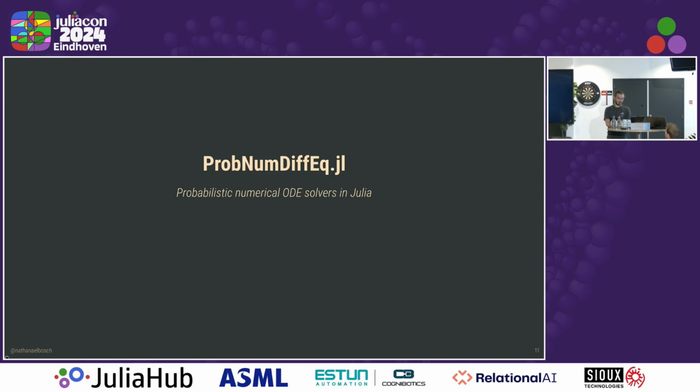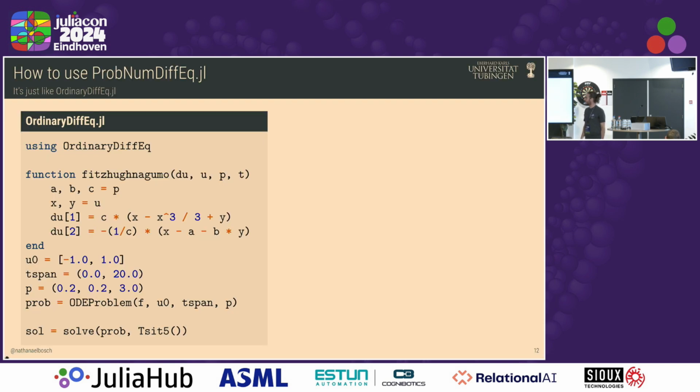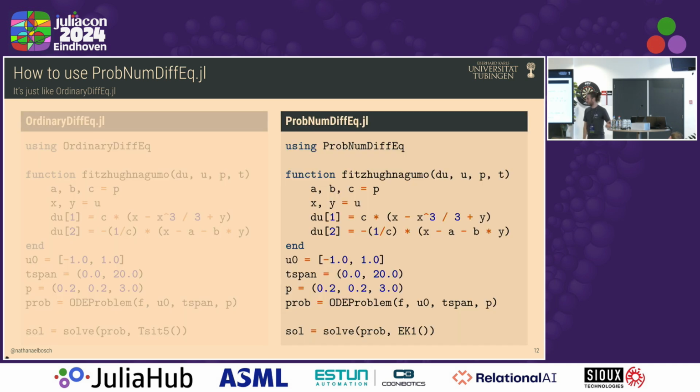Okay, so now about the actual Julia package. I'm more than halfway done, but now it only starts here. But the thing is that it's actually not very hard to use. So how do you use ProbNumDiffEq.jl? Basically, this is how you use ordinary DifferentialEquations.jl. You define your vector field, initial value, time span, some parameters, the ODE problem, then you just solve it with some solver. And to use ProbNumDiffEq.jl, you use a different solver. And then that is it.